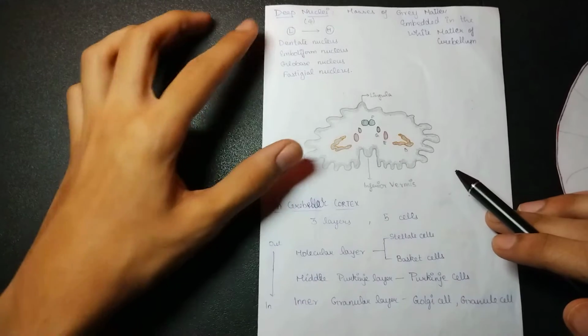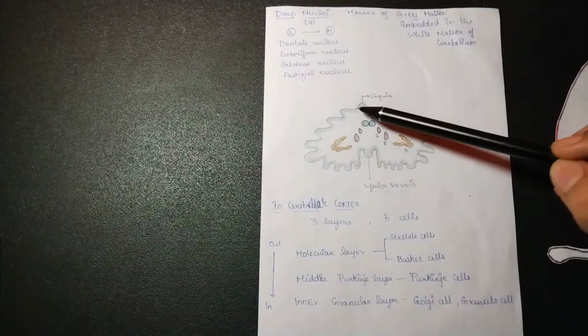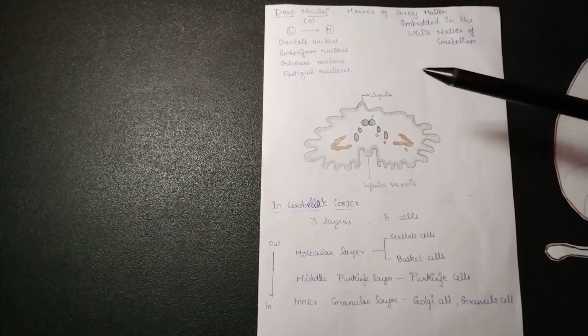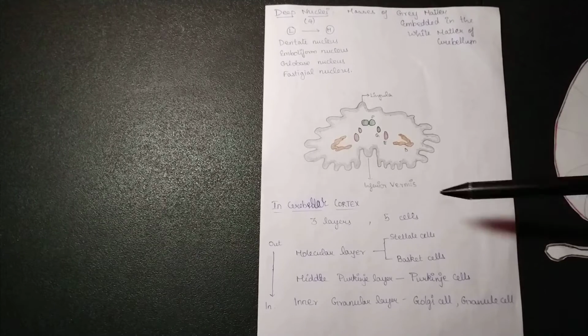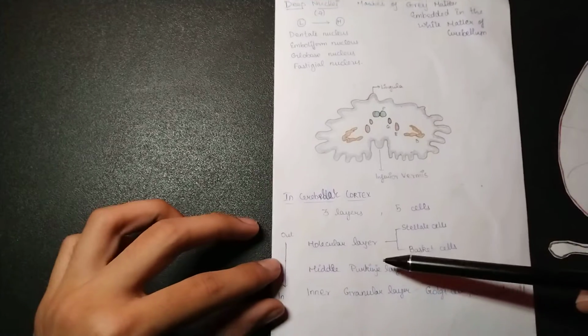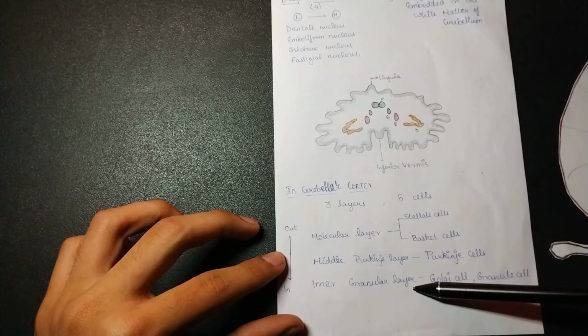Now we have been talking about something deep, right? Now what is happening in the gray matter is called the cortex. In the cortex we actually have three layers, and these three layers contain five different types of cells. From outside to inside, the layers we have are the molecular layer, the middle Purkinje layer, and the inner granular layer.